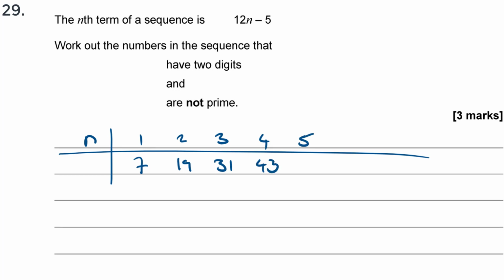5 12s are 60, subtract 5 is 55. 6 12s are 60, 72, take away 5 is 67. 7 12s are 60, 72, 84, take away 5 is 79.